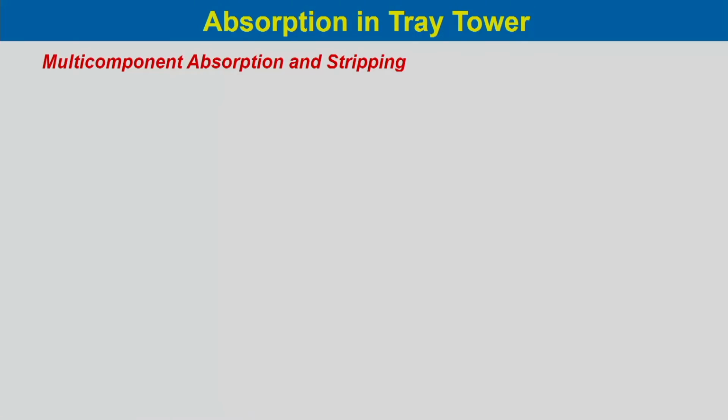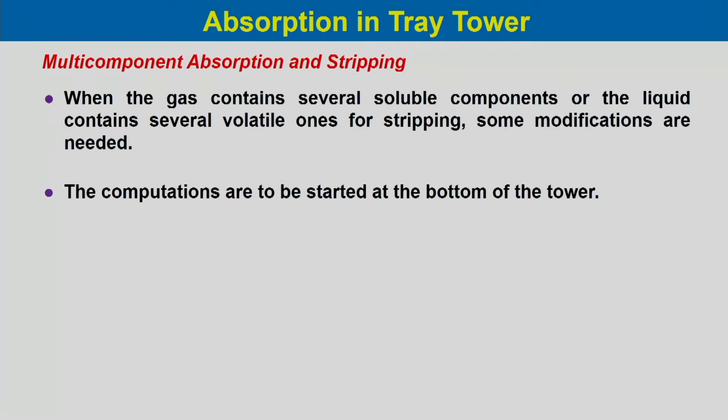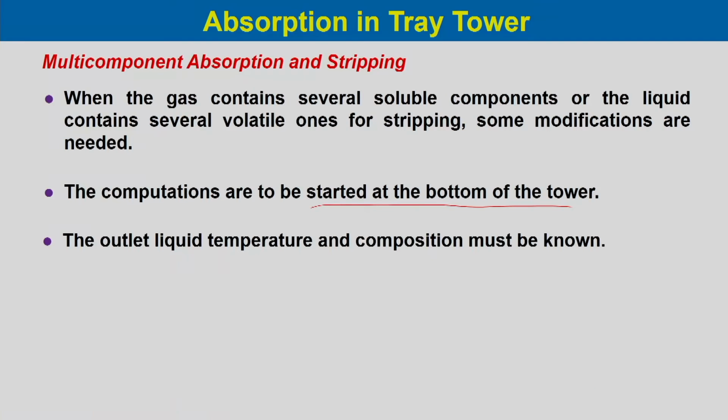Let us move to the absorption in tray towers for multi-component absorption as well as stripping. Now, when the gas contains several soluble components or the liquid contains several volatile ones, for stripping some modifications are needed. So, we cannot use the same method as we have done for the single component systems. The computation has to be started at the bottom of the tower, and the outlet liquid temperature and composition must be known. That is required to start the calculation for the multi-component system.